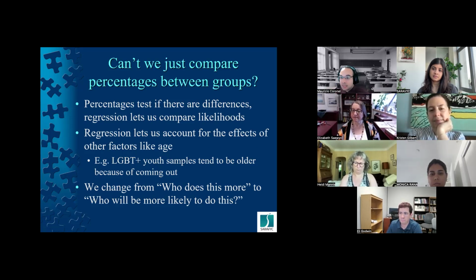So how are we looking at these groups? Why can't we just do percentages? We can compare the percentage of people, looking at how things look different over time. So when we do percentages, we are testing if there's differences, but for trends, we're going to be doing regressions. Regressions lets us look at likelihood, how likely an outcome is to happen for the groups that we're looking at, and what are the things that are leading to that outcome.